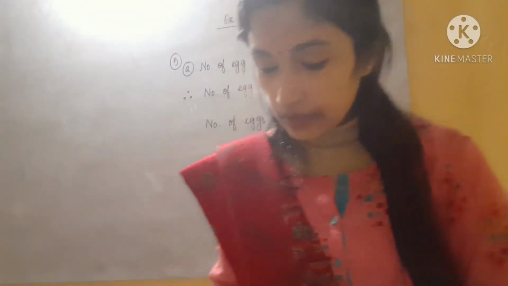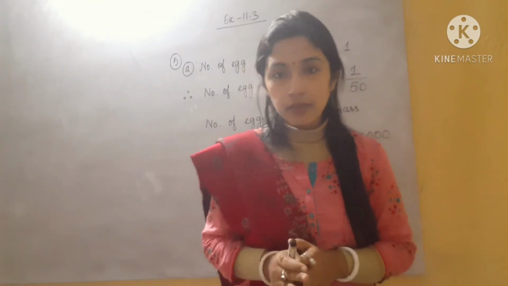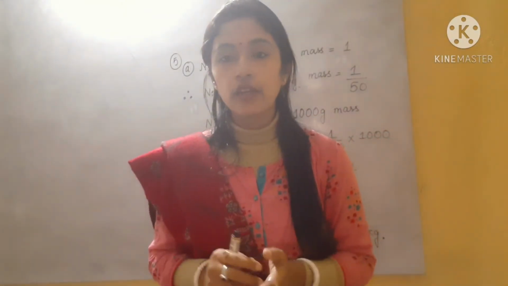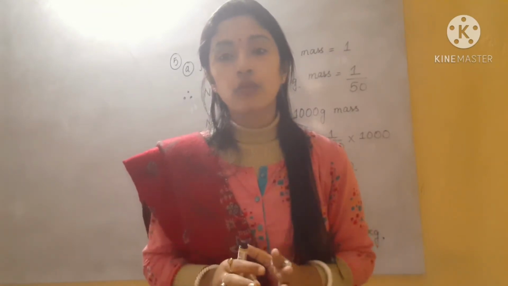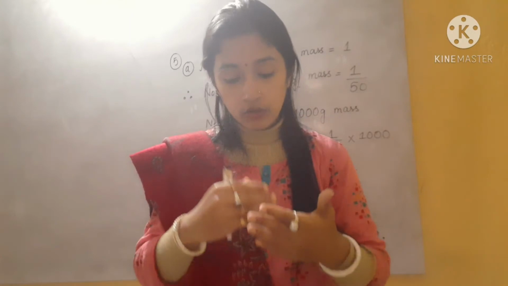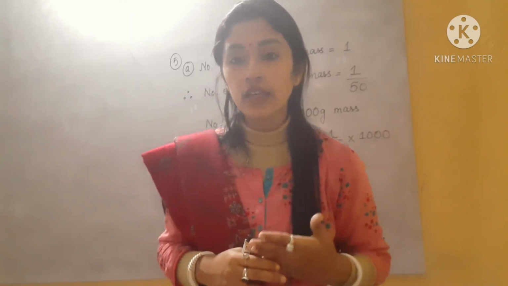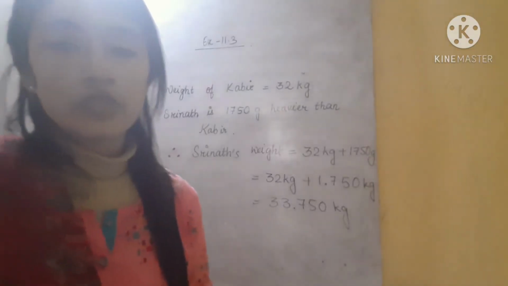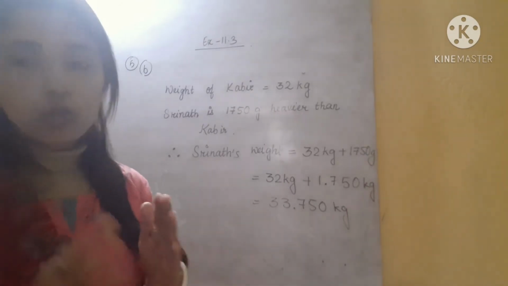So let us discuss the next question. See students, these are some application based questions on mass. Here first of all you have to read the sentence carefully. You have to see which things are given in the question, and accordingly you have to solve it. See students, the next question is, here it is given there are 2 persons.